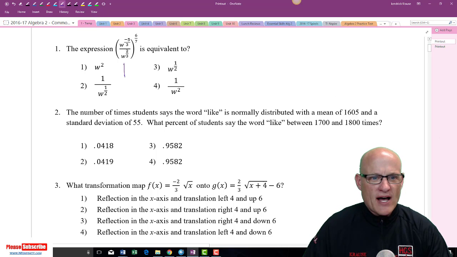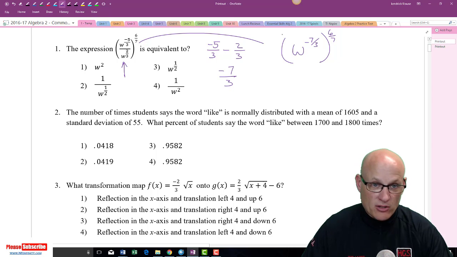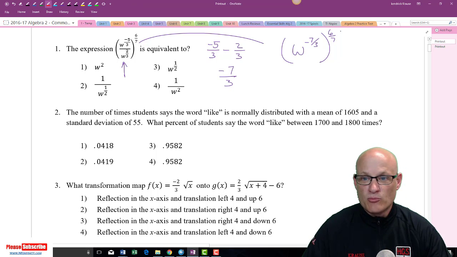So anyway, when you divide, if you have the bases the same, you subtract the exponents. So what we're really doing is subtracting negative 5 over 3 minus 2 over 3. And I get negative 7 over 3. So this whole thing becomes w to the negative 7 over 3 raised to the 6 sevenths. Now, when you have an exponent raised to an exponent, you multiply these exponents. So the 7s cancel. 3 goes into 6 twice, but you don't forget about this negative, so this all becomes w to the negative 2.